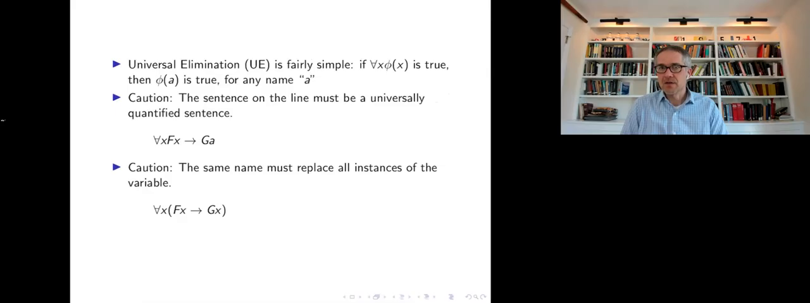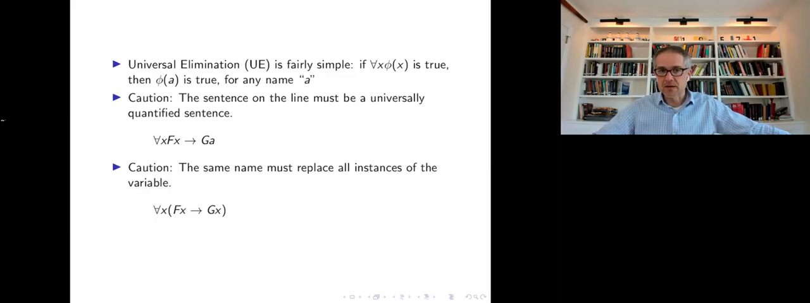Okay, and it is one of these rules that just gathers dependency numbers. So if you have on a line for all x, phi x, then on any subsequent line, you can write phi a for any name a, and you carry down the dependencies from the line the for all x, phi x sentence was on. Okay, now in just a second, I'll show you examples of this rule in use. However, it's important to start with a couple warnings.